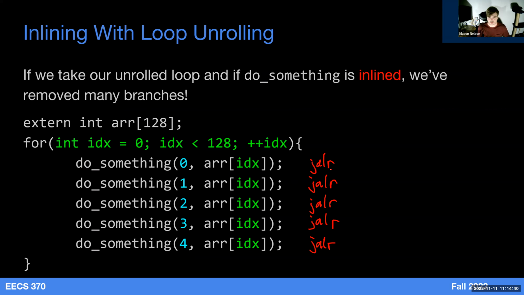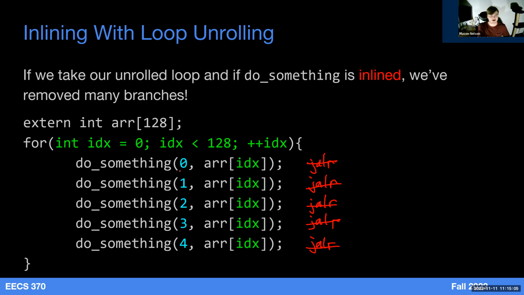It's an unconditional branch to a register address instead of an offset. We still have all these branches, and if we inline instead and replace the functions with whatever they're actually supposed to do, we've eliminated all these jailers. So in the end, we've actually reduced our branches by 90% if we have an unroll factor of 5.